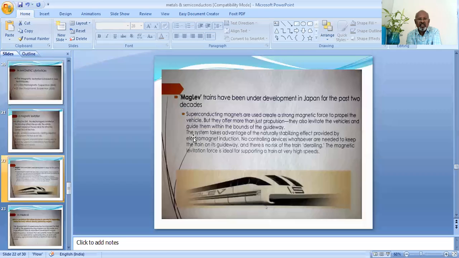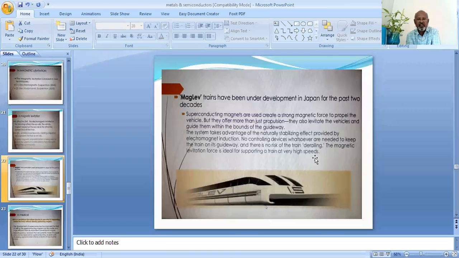The system takes advantage of the naturally stabilizing effect provided by electromagnetic induction. No controlling devices whatsoever are needed to keep the train on its guideway, and there is no risk of the train derailing. We have seen that sometimes there is derailing of trains, but because of the superconducting materials used in maglev trains, they keep the bogies on the track, so derailing is avoided.